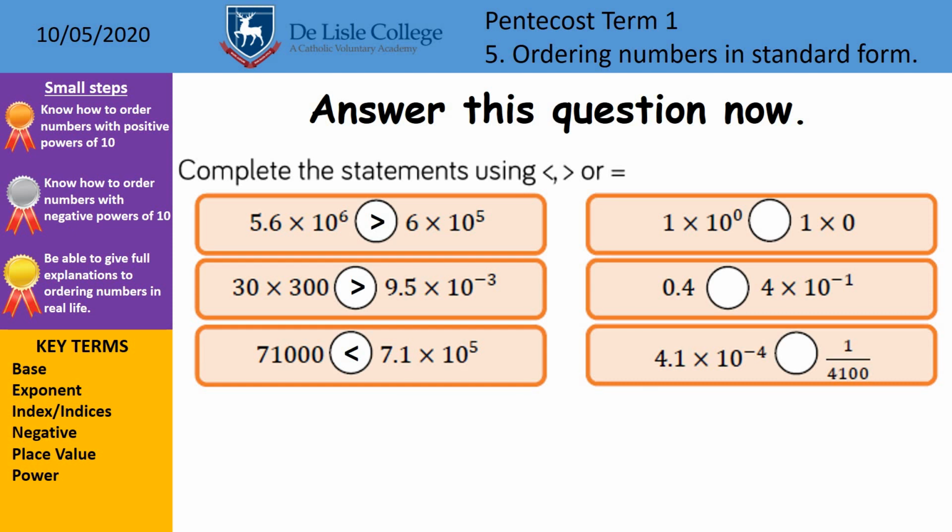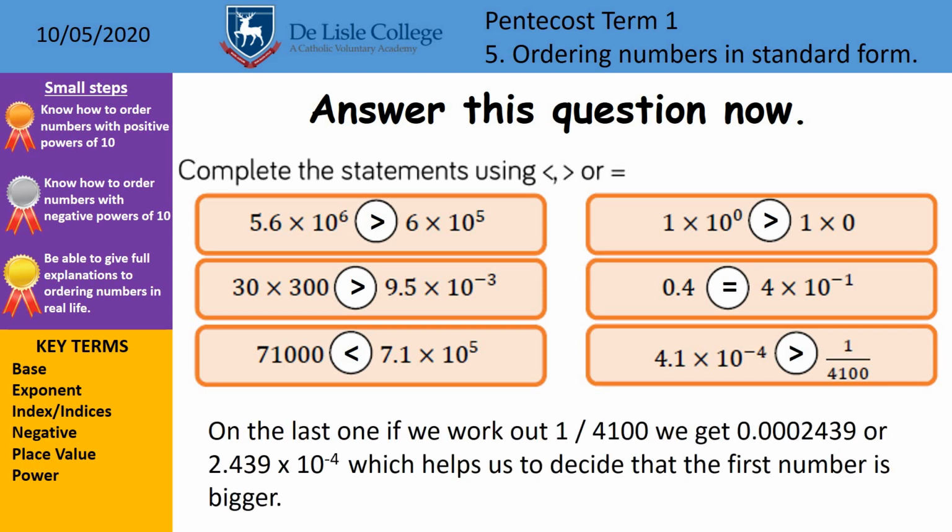The third one is 7.1 times 10 to the power of 4, so therefore that must be a less than. Across the top of the next page, 1 times naught on the right-hand side. 1 times naught is naught. And 10 to the power of naught, I remember, is 1. So we've got 1 and naught, so 1 is greater than naught. The next one, hopefully you went for equal, because that's 0.4 correctly stated in standard form as 4 times 10 to the power of minus 1. And the last one, I used a calculator to do 1 divided by 4,100 and got something like 0.00027 something or other. And the other one is 0.00041, which is bigger.